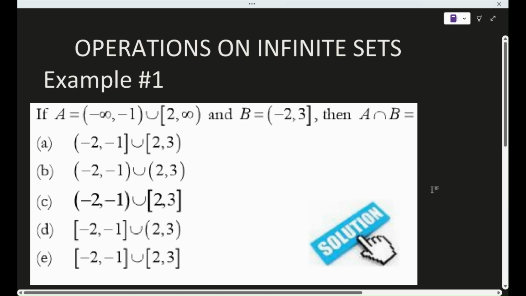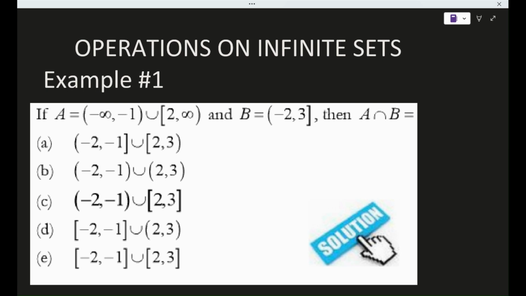Hello, viewers. In this tutorial, we'll be looking at operations on infinite sets. But here we are going to restrict ourselves to intervals.